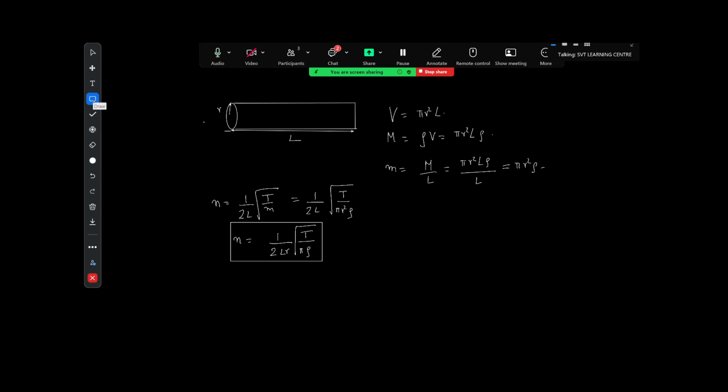So all said and done, we can also say that n1 upon n2 can be written as equal to L2 upon L1. N1 upon n2 can further be written as root of T1 upon T2. N1 upon n2 can also be written as root of small m2 upon small m1, which will also be equal to root of rho 2 upon rho 1, which will be equal to r2 upon r1. Okay. So please make a note of this.